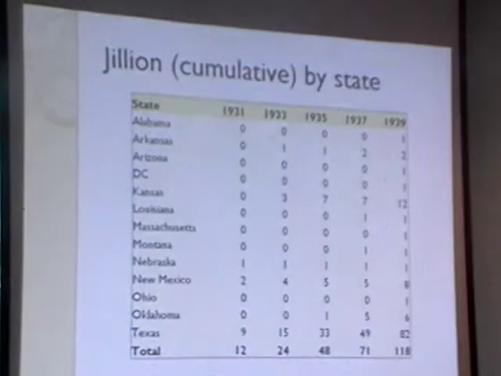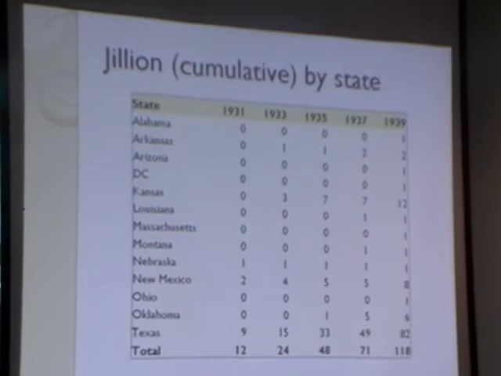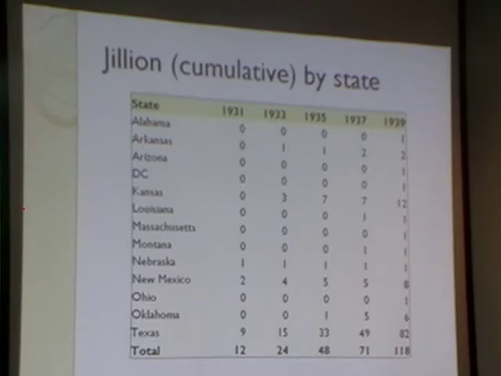We can also track its spread chronologically. I won't talk too much about this chart, but basically this is just every 2 years from 31 to 39, the cumulative total of the number of jillions that are from each state. And as you can see, the vast majority of them are from Texas, New Mexico, Kansas, and Oklahoma, and then just 1 or 2 from any other place. And most of those 1s or 2s, you see the one from Alabama is only 1939. The one from Arizona, 1939, DC.